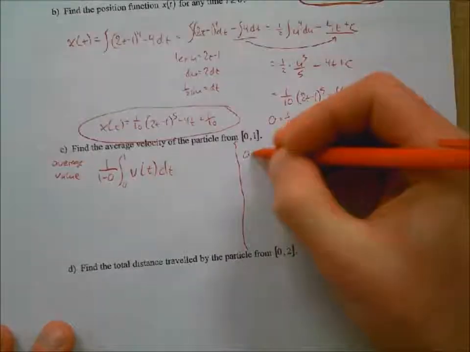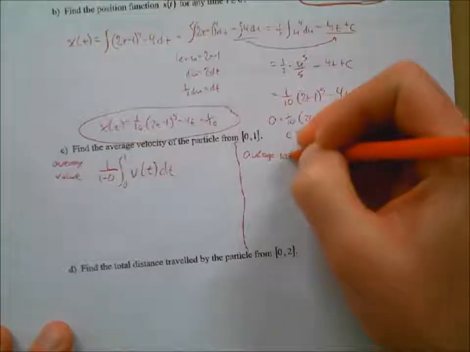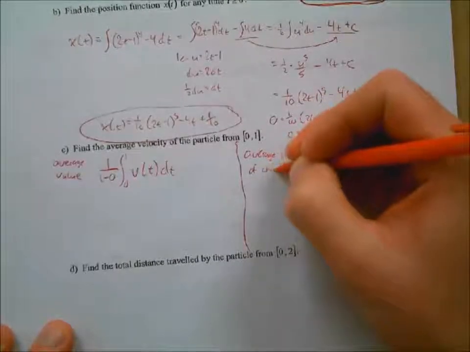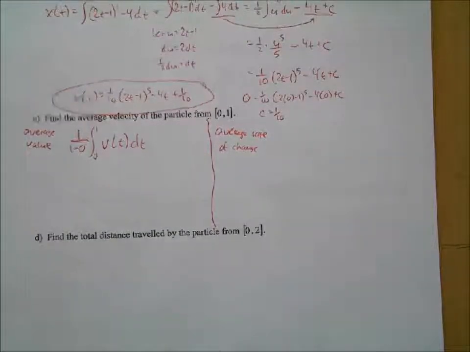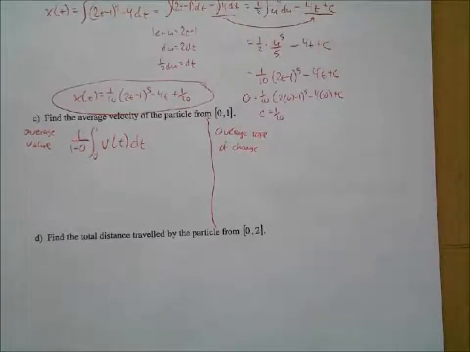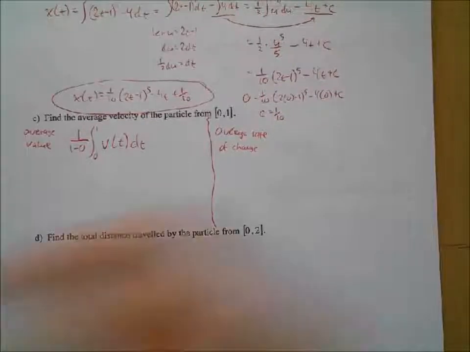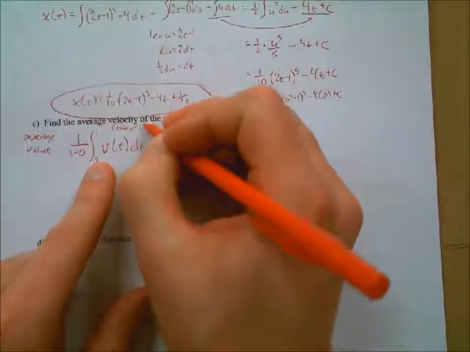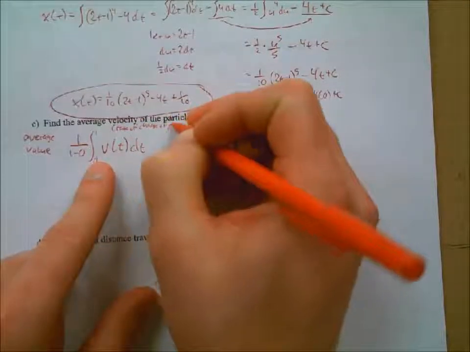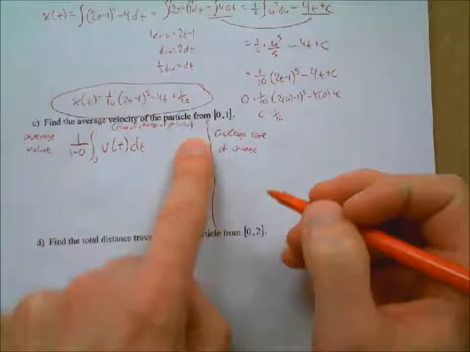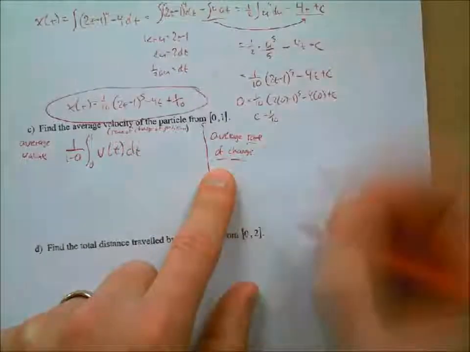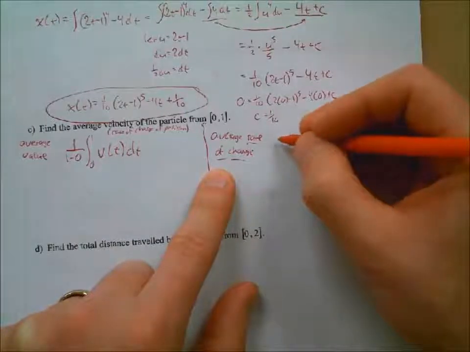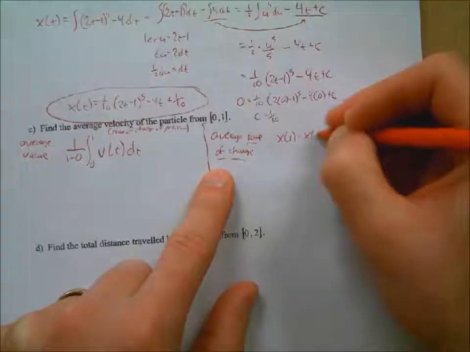What about average rate of change? If I wanted to use that, what function would we be using for average rate of change? Position, because the velocity is the what? The rate of change of position. So if I think about the velocity here as being the rate of change of position, then I can use average rate of change here, and I'll do it for the position. So it'll be x of 1 minus x of 0 over 1 minus 0.